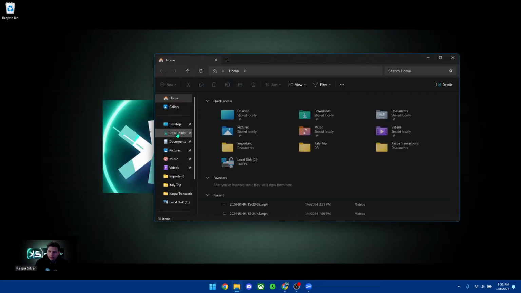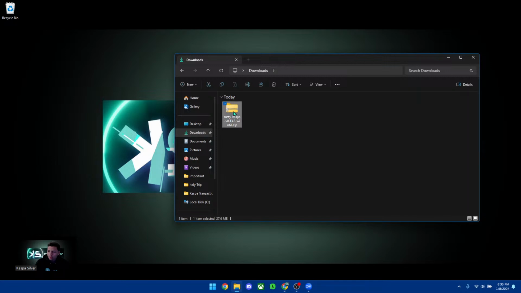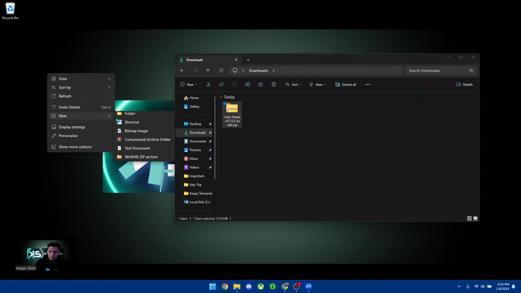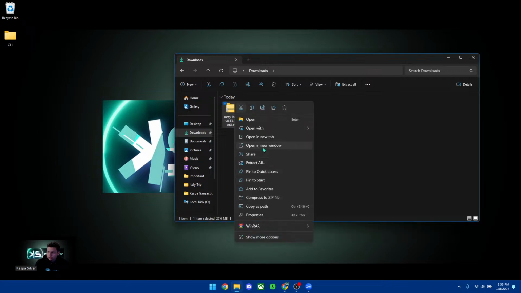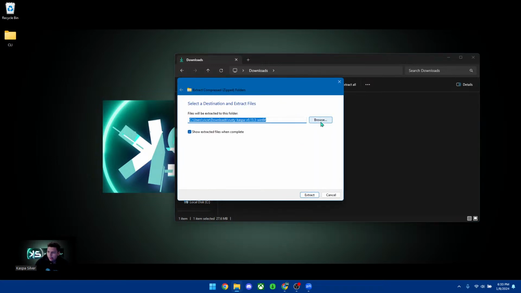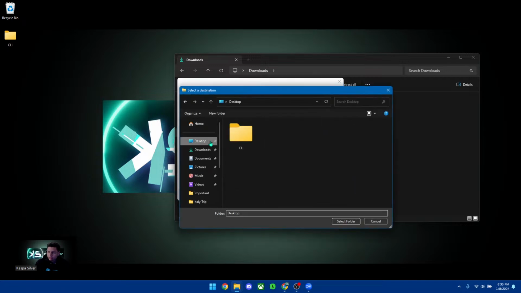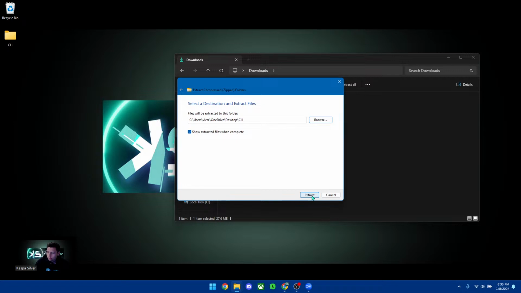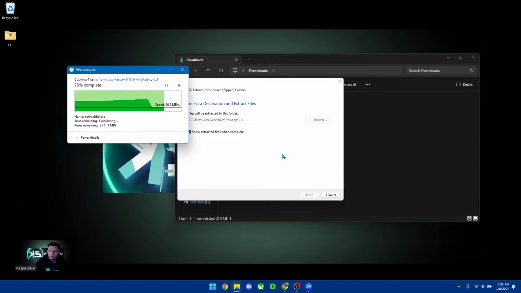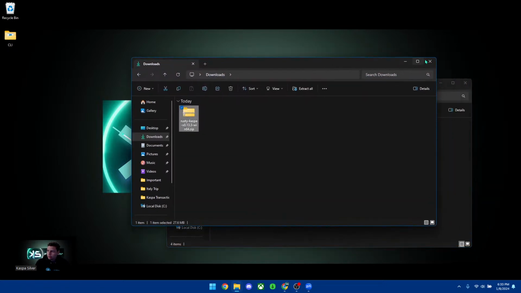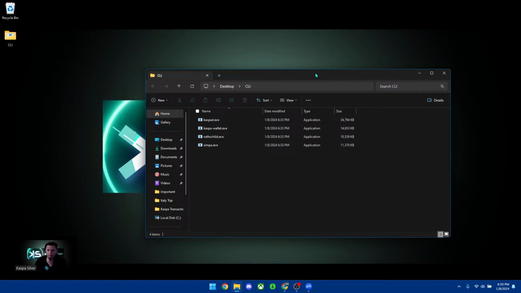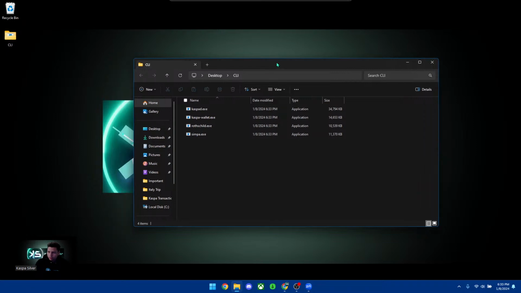Now we're going to go to our downloads and I'm just going to name a new folder here and name it CLI, for command line interface. And then I'm going to click extract all. And I'm going to browse to desktop CLI wallet, extract, and okay, there we go. So we got that set up for the most part. That step is the easiest step.